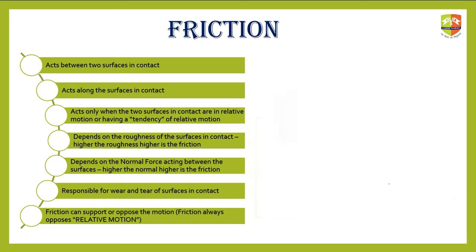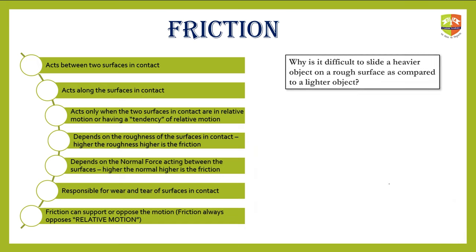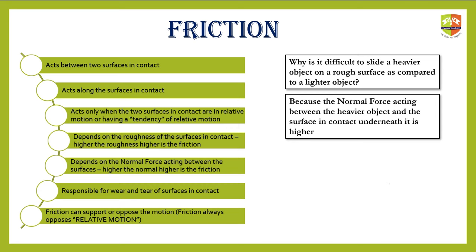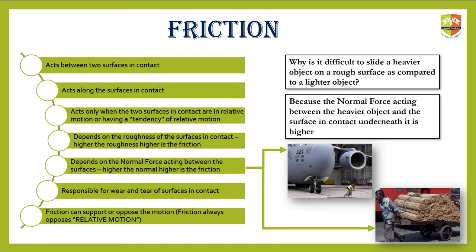Okay, now next, it also depends on normal force. So why is it difficult to slide a heavier object on a rough surface as compared to a lighter object? Let's take these examples. There is a competition where a person is trying to pull an Air Force aircraft, and you can see the effort this guy is putting. So why is it so difficult to push this object, and this is relatively easier to pull, isn't it?